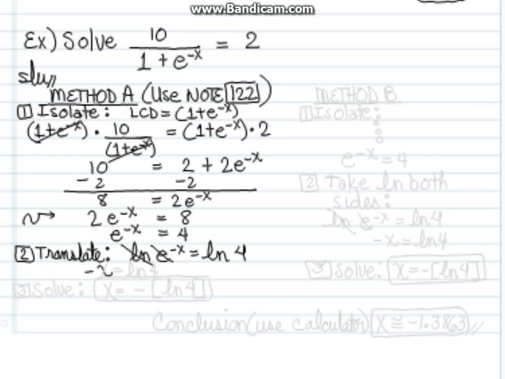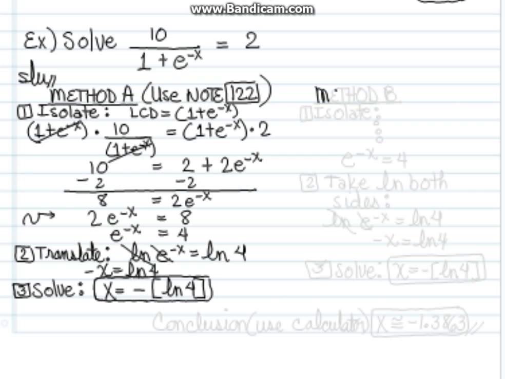I took the natural log of both sides. Well, I should have translated it, but here I got lazy and I took the natural log of both sides, and the natural log and the base e canceled each other, so I got negative x equals natural log of 4, and then divide both sides by negative 1. I get x equals negative ln 4, and that's as far as I go if I don't have a calculator.